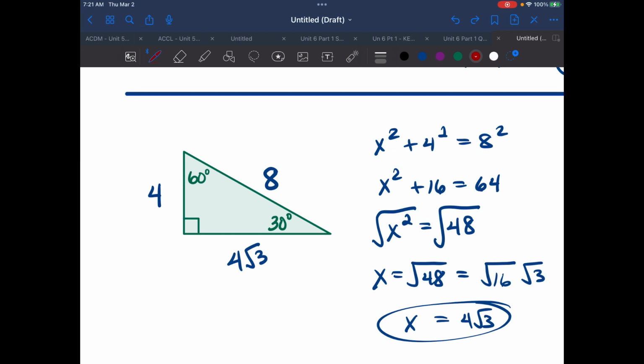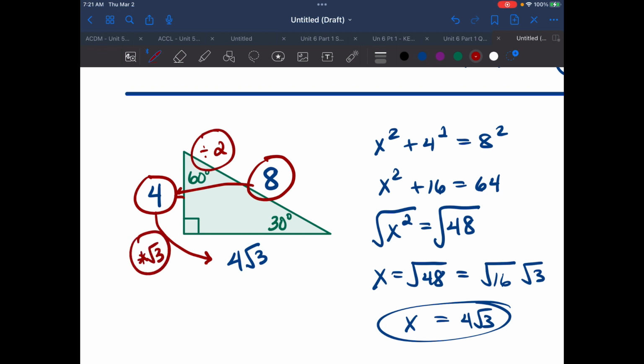So, once again, I have a hypotenuse of 8. The shortest side is always going to be across from 30, so what do we do to 8 to get 4? Right, we're going to divide by 2. Now that I have the shortest side, I'm going to call this the short leg. How do I get the long leg, the one that's across from 60 degrees? Well, similar to the last example, we're going to multiply by radical 3. And those are going to be our new 30, 60, 90 rules.